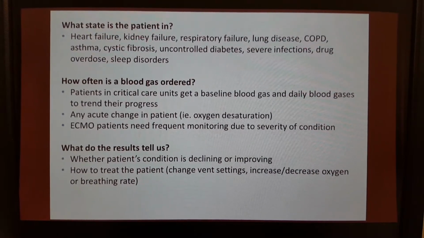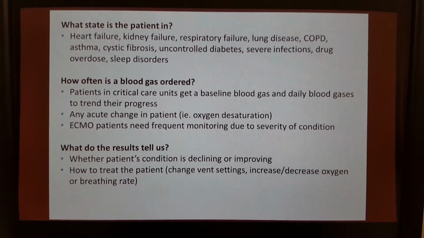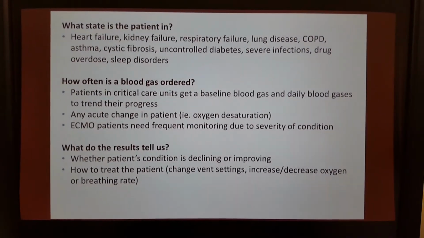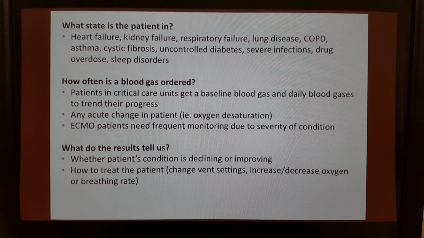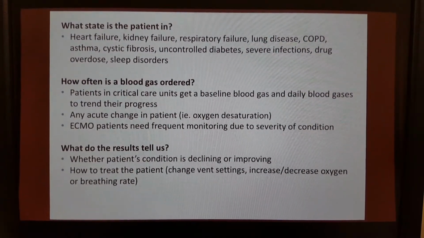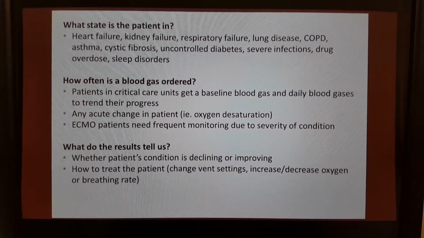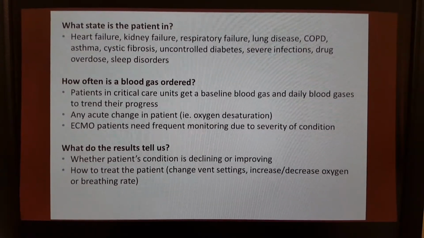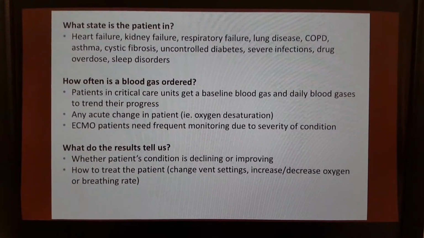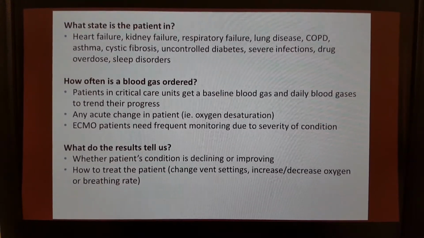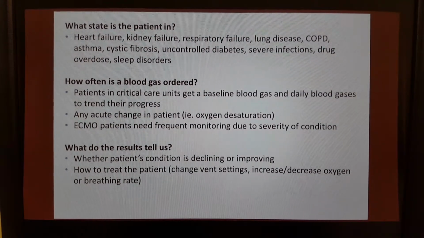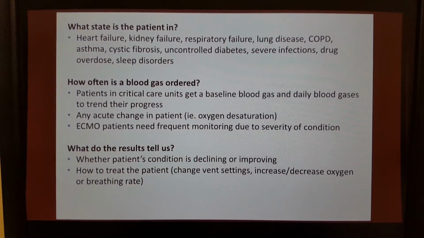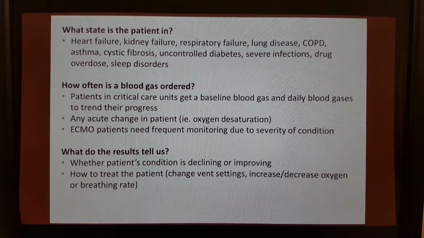The blood gases are ordered in the critical care units on every new patient that comes in to obtain a baseline, and then routinely, usually at midnight and 6 in the morning, and that trends their progress. Then also any acute change in the patient requires a blood gas, such as an oxygen desaturation. Also, patients on ECMO need very close monitoring, and they can get blood gases drawn every 2 hours. If there's a rapid response or a code, they draw blood gases throughout the code, and they can be drawn every 10 minutes. The results tell us whether the patient's condition is improving or declining, and they also inform us on how to treat the patient, whether they need more oxygen or meds.